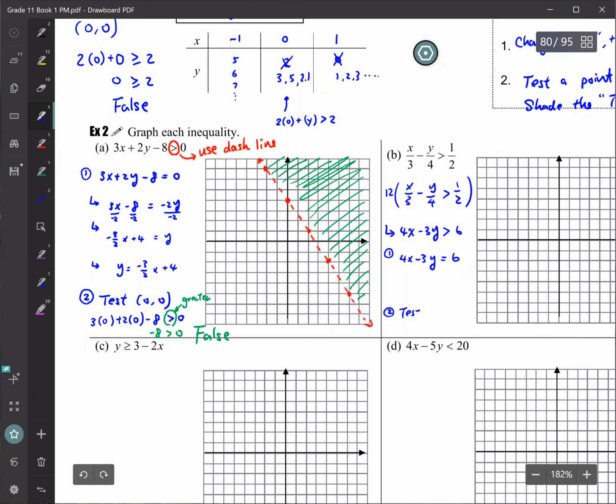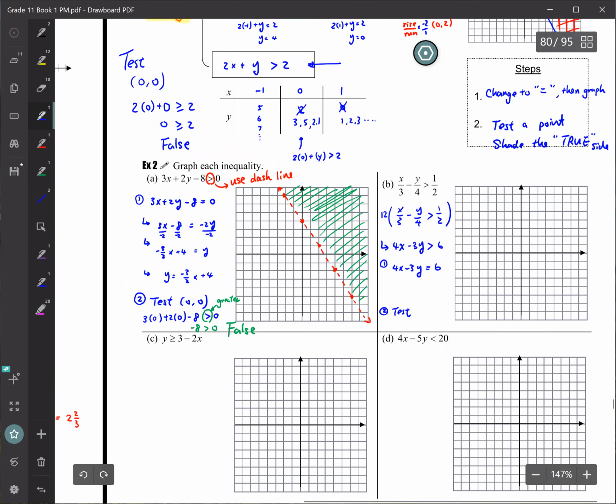Right, so I'll let you finish B, C, D. When you finish all 3, you can raise your hand. If you have any trouble during the steps, you can let me know. And if you're not sure whether you are doing it right, you can ask me. Make sure you pay attention to whether to use a solid line or a dashed line.